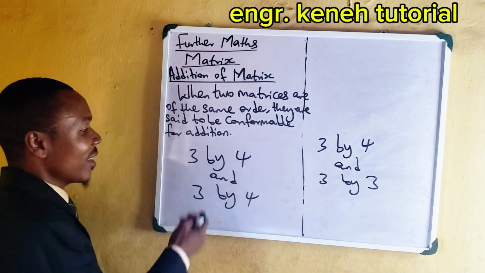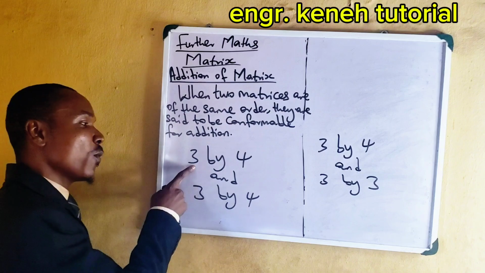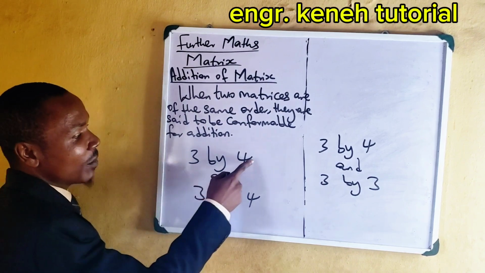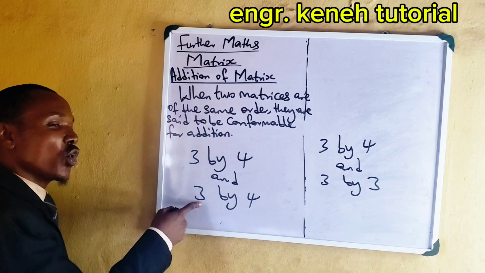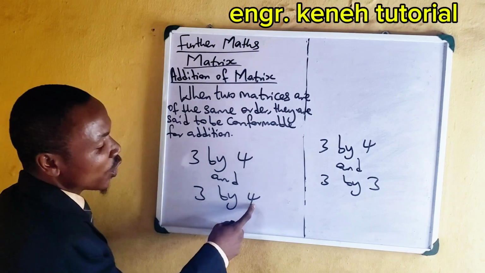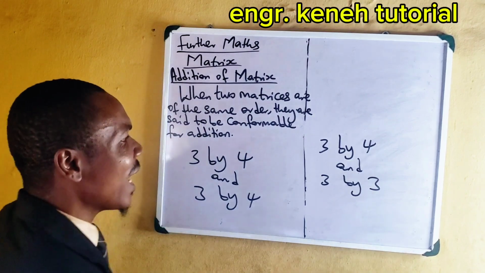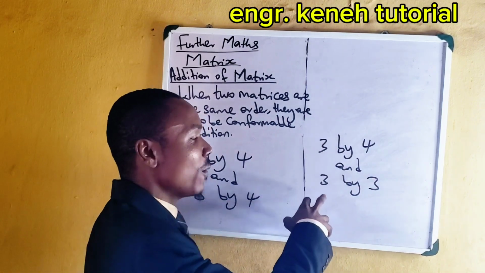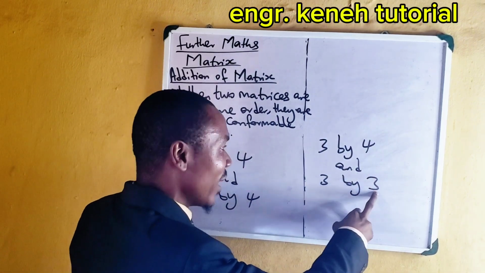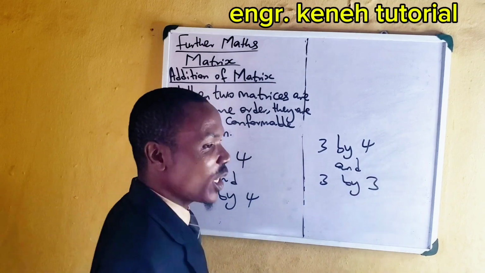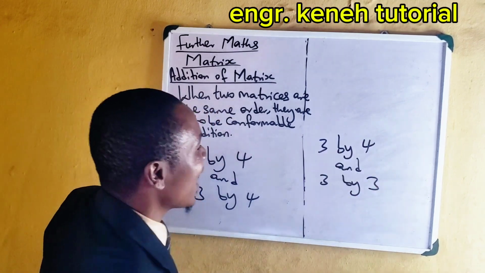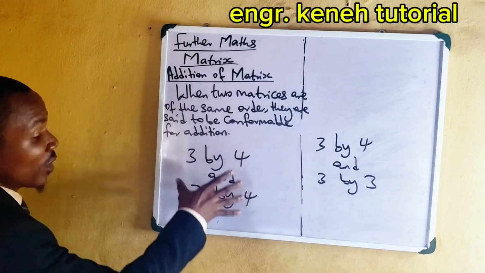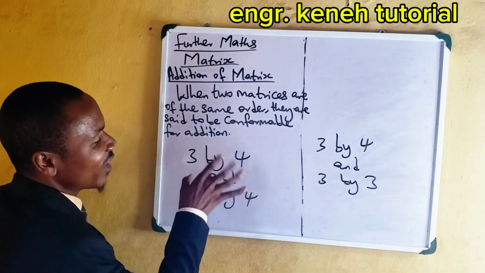What I mean by 3 by 3 means that the row should be 3. What I mean by 3 by 4 is that row should be 3 and column should be what? 4. And also row here should be what? 3 and column should be what? 4. So when you have row being 3 and column being 4, and here you have row being 3 and column being 3, you notice that this and this, they are different. You say that they are not what? Conformable.